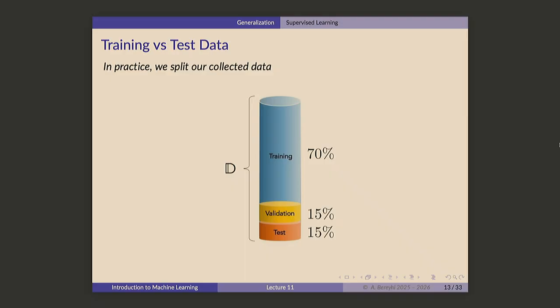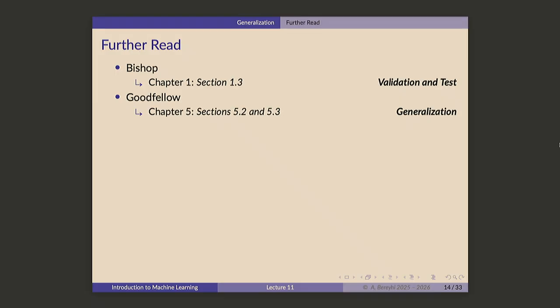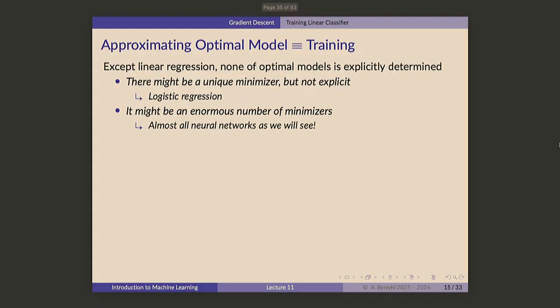Okay? Questions? No question? Okay, great. So if you have no question, you can take these chapters. I think chapter 1 of Bishop is okay. For chapter 5 of Goodfellow, if you want to take a look, you might wait a bit till we get really into generalization. Okay. Anyways, so that was it.